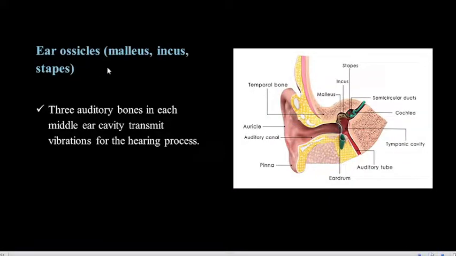Okay, next, ear ossicles, the smallest bones in the whole body. Ito sila ang pinakamaliliit na bone na makikita mo sa buong katawan. You have the malleus, the incus, and the stapes. So, main function nila for vibration for hearing. Okay? So, ito sila. The stapes, the incus, and the malleus.